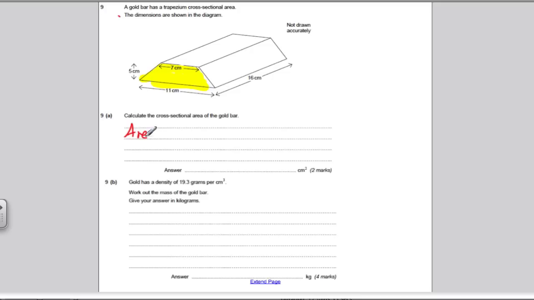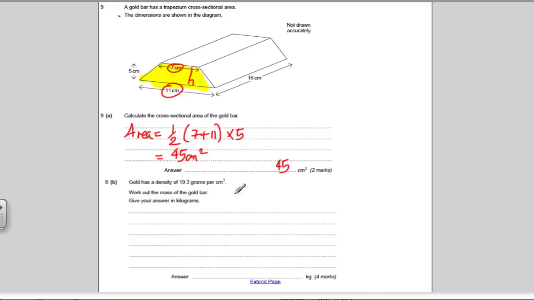The area of a trapezium is a half, the parallel sides added up, so 7 plus 11, and then multiplied by the perpendicular distance between these two sides, which it tells us is 5. The way I type it in my calculator, 7 plus 11 is 18, I half it is 9, and I times by 5, and I get 45, and the unit is centimeters squared.